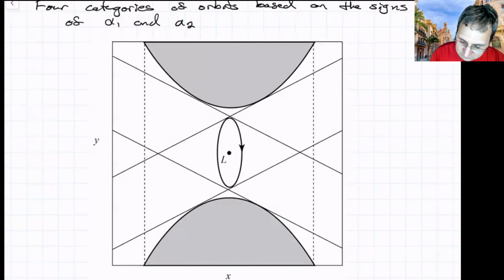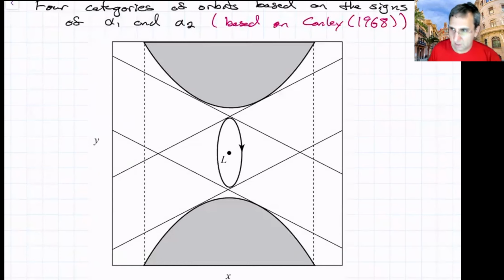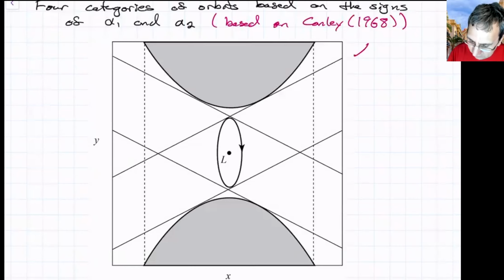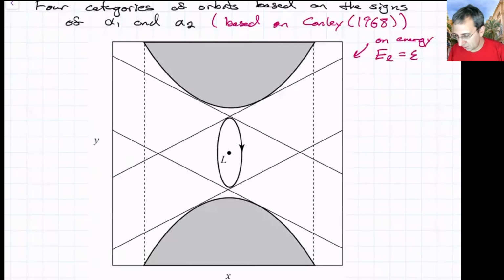And the results that I'm going to give here are actually based on a paper. Charles Conley had a paper in 1968, and I'll put that in the drive for you to look at. So I'm just going to summarize his results. For a given energy, on the energy surface EL equals epsilon, we have zero velocity curves.